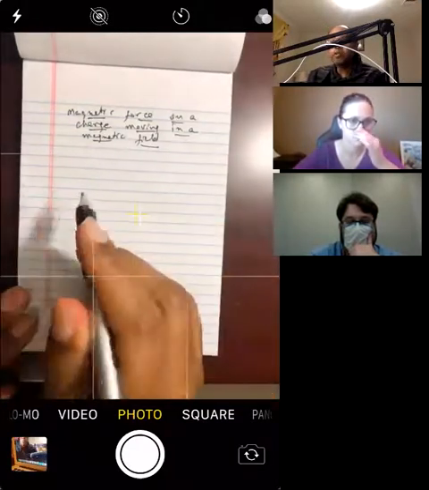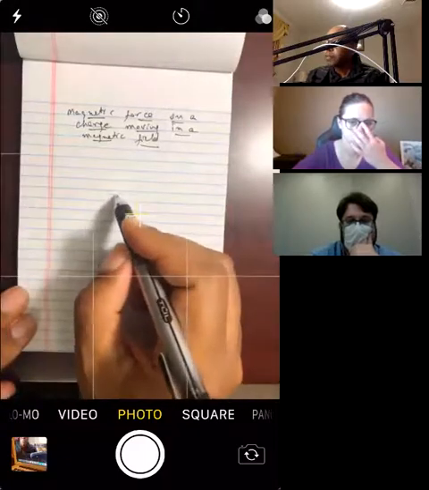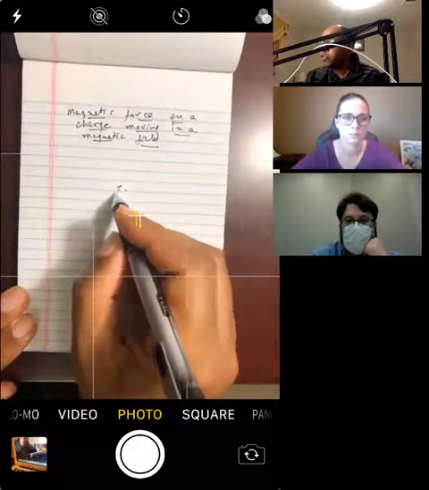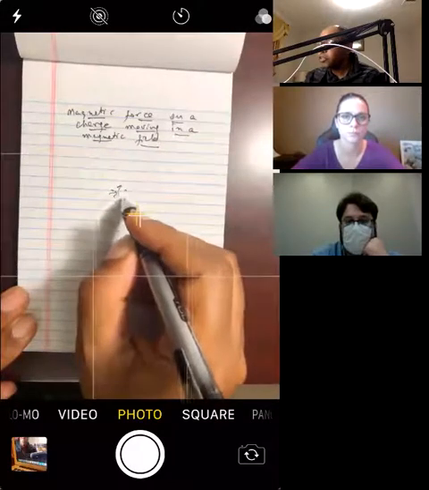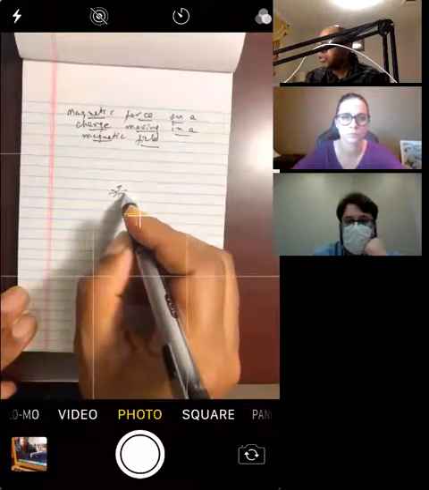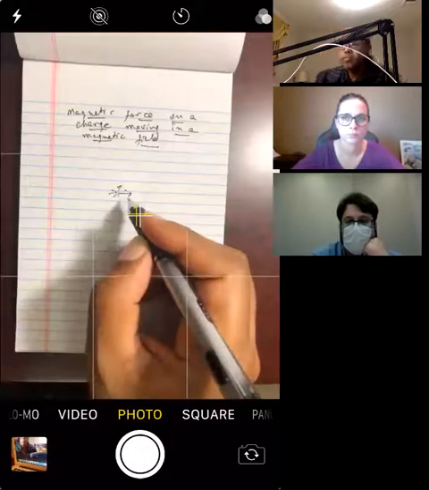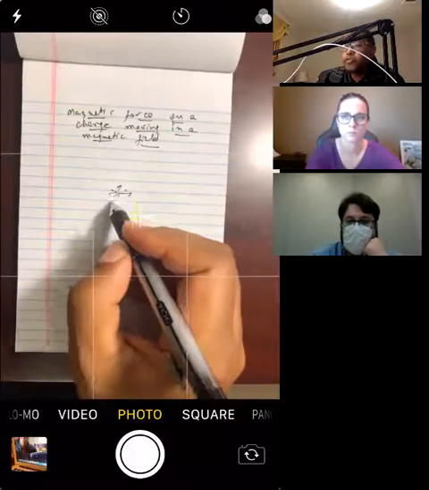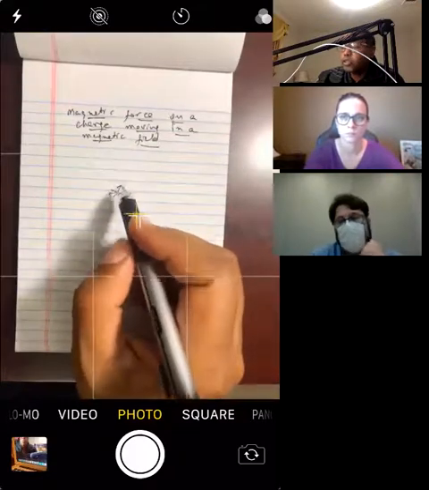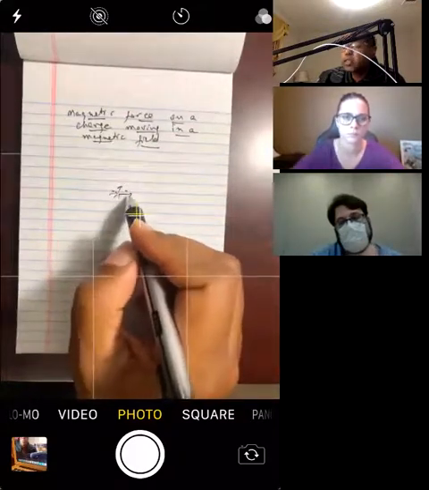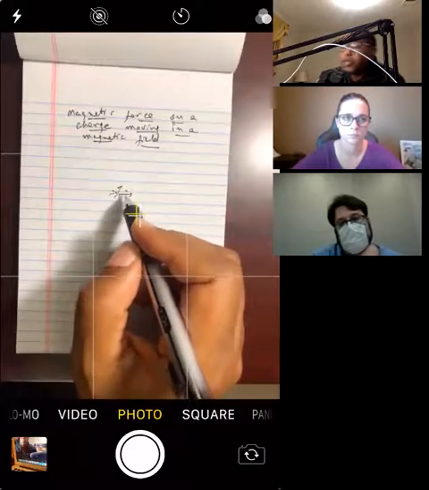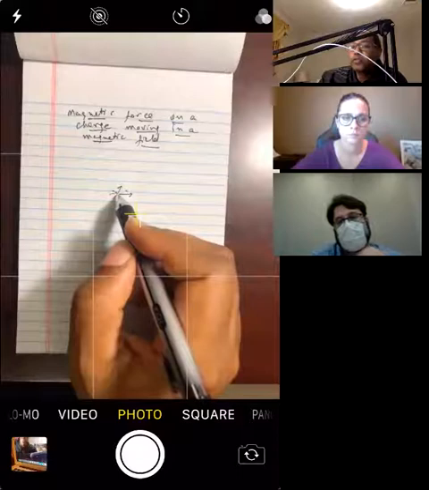Suppose you've got a magnetic field over here, and you've got charges moving in different directions. There is a certain direction of the velocity that doesn't experience any force. That direction is defined to be the direction of the magnetic field. It's the direction where no magnetic force is experienced.